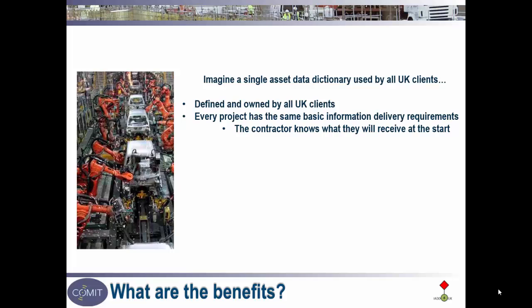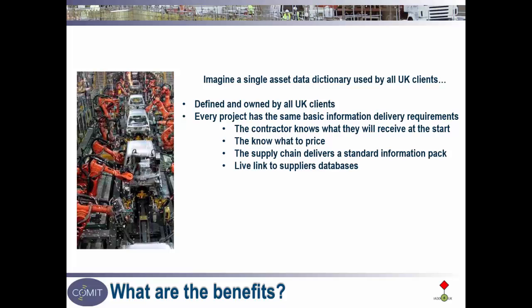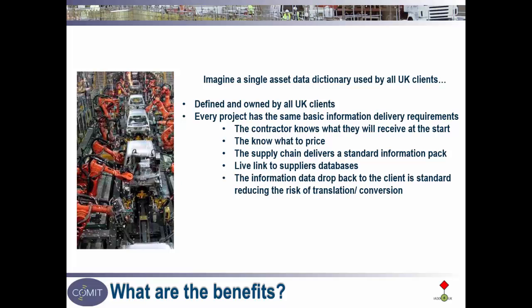information. This will help both sides to better estimate and compare the costs of information, helping the supply chain to deliver a single set of information for what they build, fabricate and manufacture. If there is only one set and format of information needed, then suppliers' online databases may only need to present one set of information one way. Each data drop is a standard set of expected data, reducing the risks of translation and conversion.